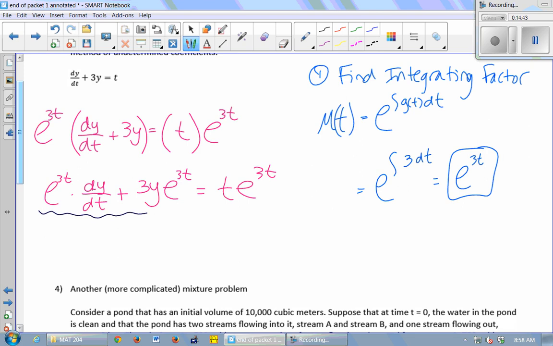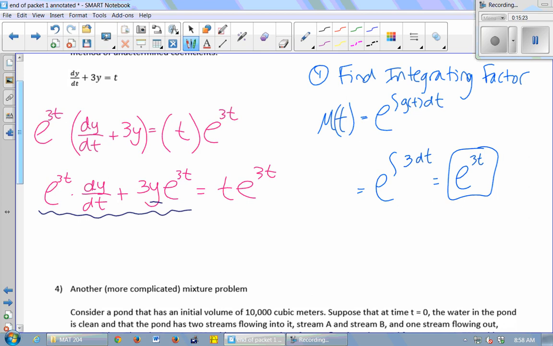Okay, this is the result of a product rule. This is the result of taking the derivative of a product. What product is it? The derivative of what product? e to the 3t, and y. Yeah. So e to the 3t would be the first function. So this is first times the derivative of the second, plus the second, which is the y, times the derivative of the first. And the derivative of e to the 3t is 3e to the 3t. So this is the product rule performed on y times e to the 3t.